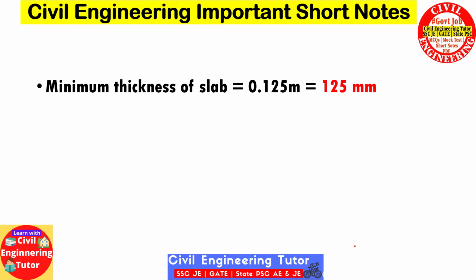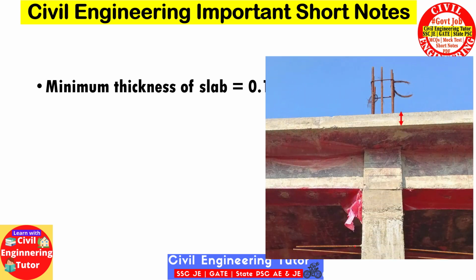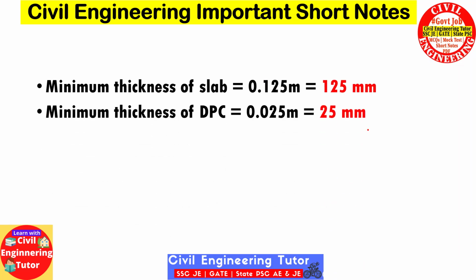Let's see some random concepts. So the minimum thickness of a slab is 125 mm. In this picture, you can see the thickness of the roof slab is 125 mm, and the minimum thickness for DPC is 25 mm. So always remember these two important points.